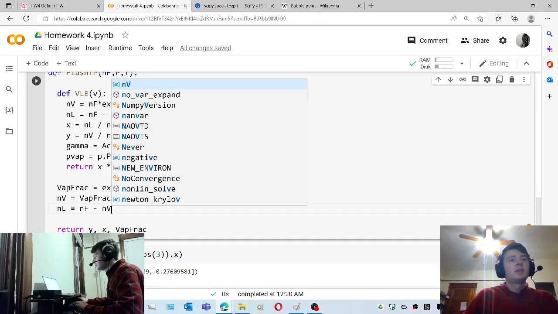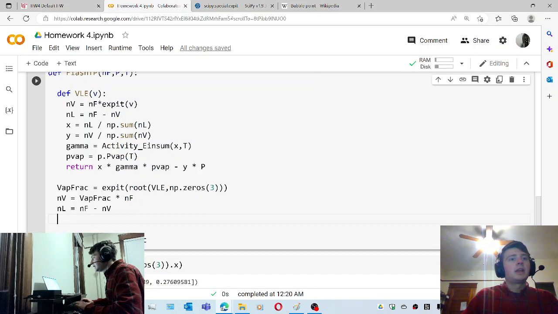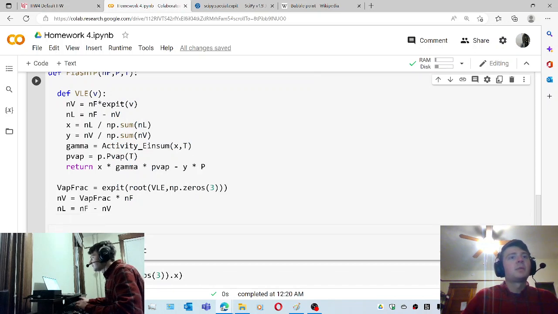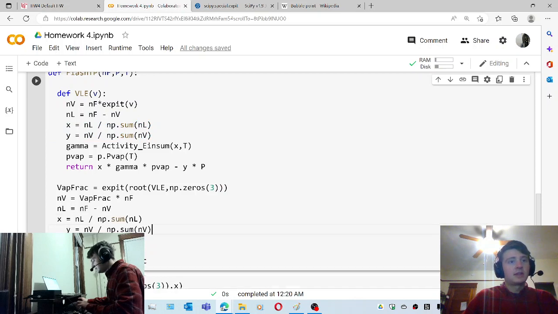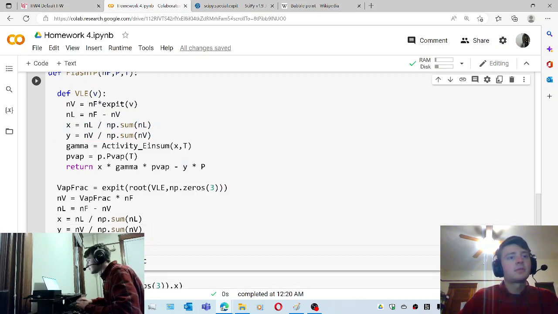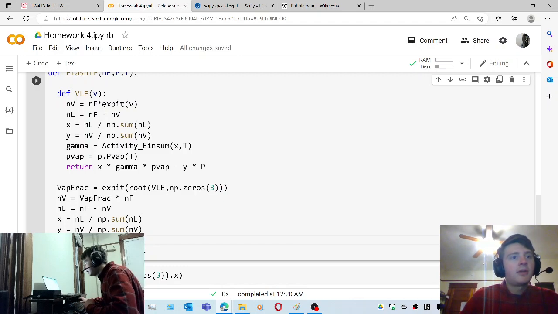So sweet. That solves the NV and the NL. Now we've got to go through and calculate X and Y. So I can just copy this, I believe, and tab it over so it's at the right level. Now I've defined X, I've defined Y, and I've defined the vapor fraction.